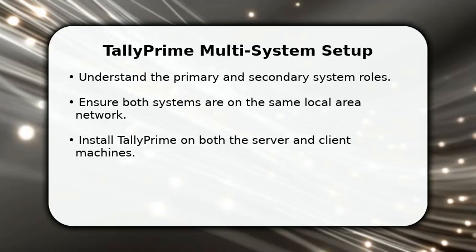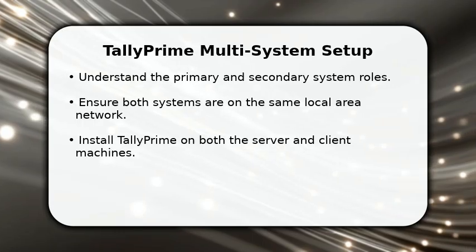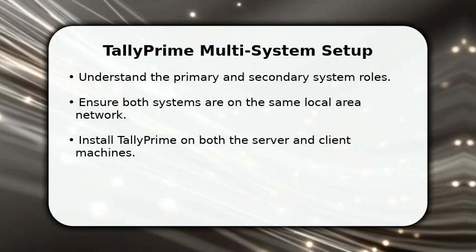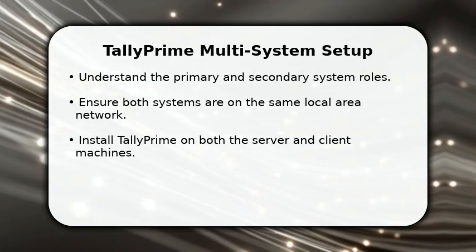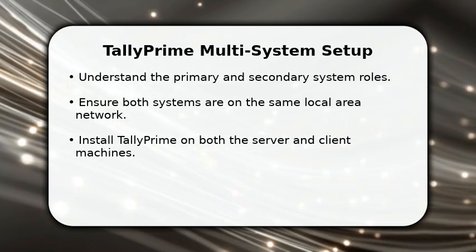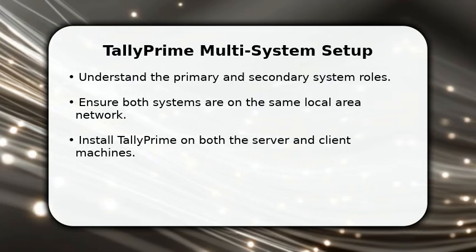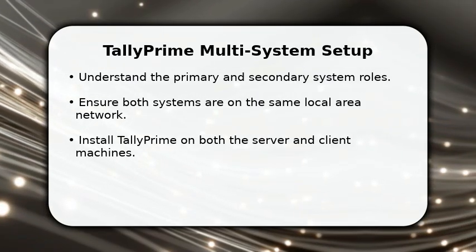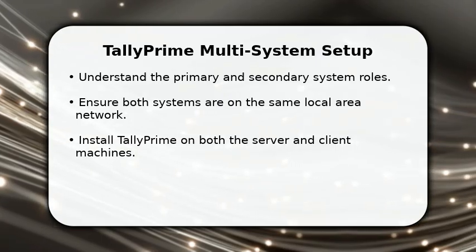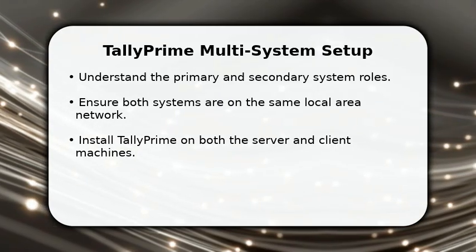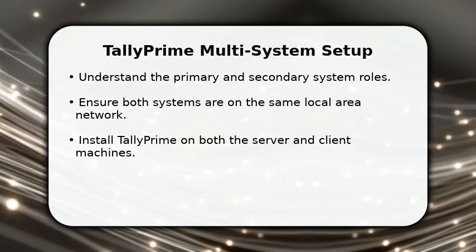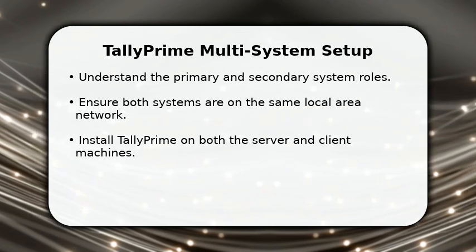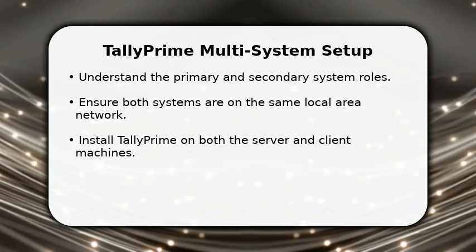In this video, I will explain how to use Tally Prime in two systems. First, identify one system as your server and the other as your client. Ensure both machines are connected to the same local area network for seamless communication. Install Tally Prime on both systems, following the standard installation process. Finally, adjust your firewall settings on both computers to allow Tally Prime to communicate freely across the network. This foundational setup is crucial for successful multi-system operation.